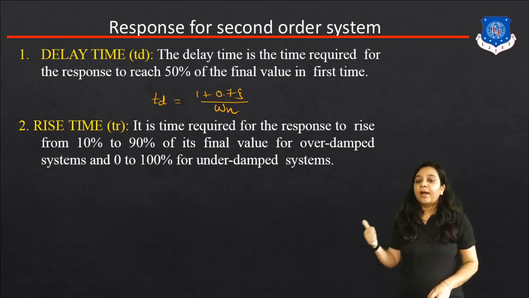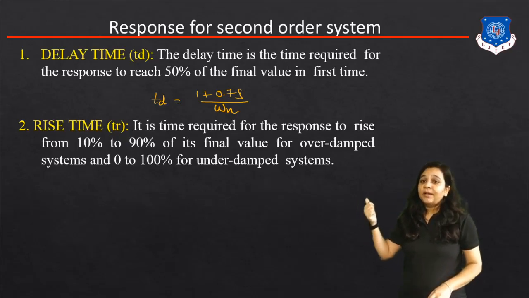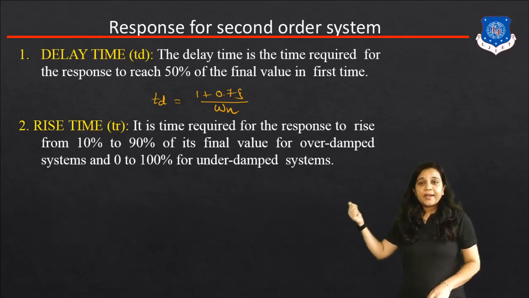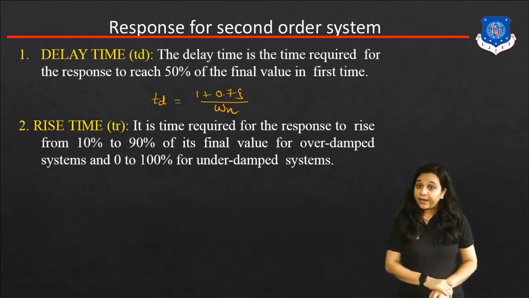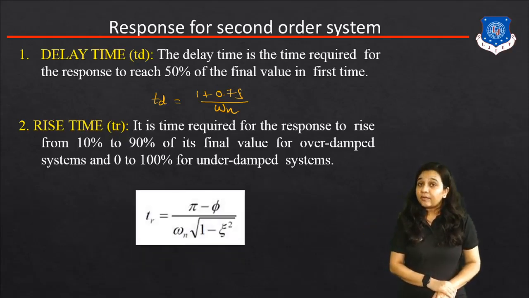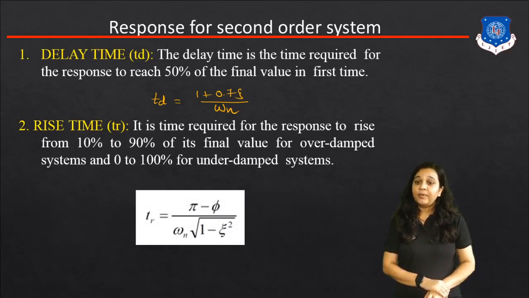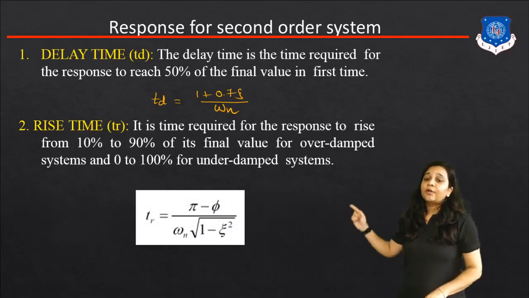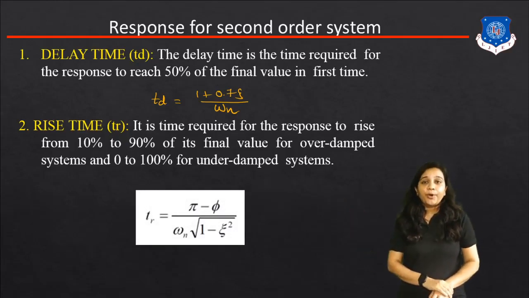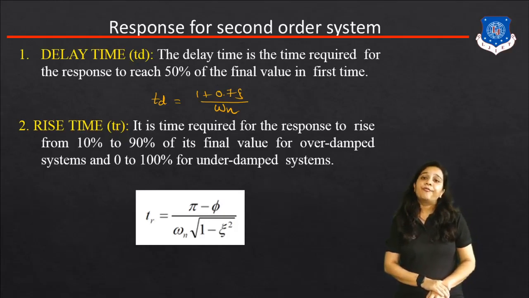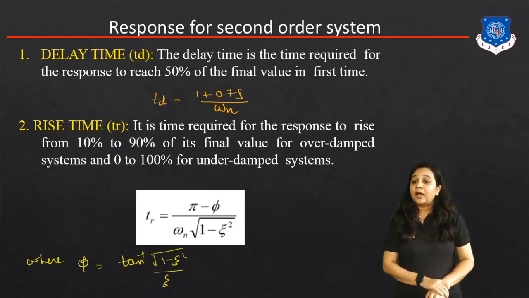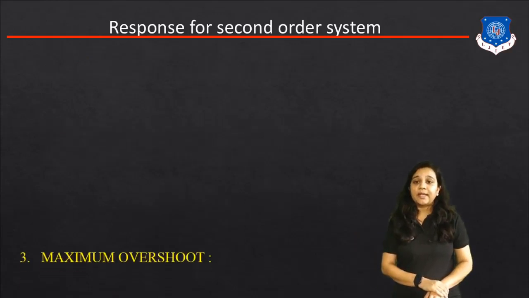So if my system is overdamped, the rise time will be 10% to 90%, and if it is underdamped, the rise time will be 0 to 100%. The equation to find the rise time Tr is equal to (pi minus phi) upon omega n under root of 1 minus zeta square. Now phi is equal to tan inverse of under root of 1 minus zeta square upon zeta.